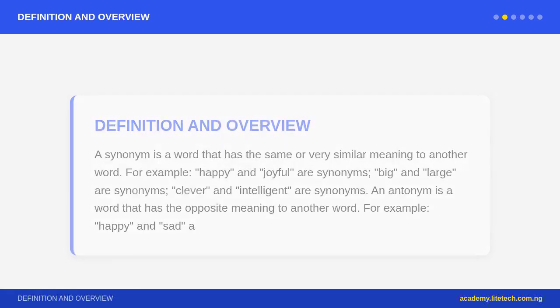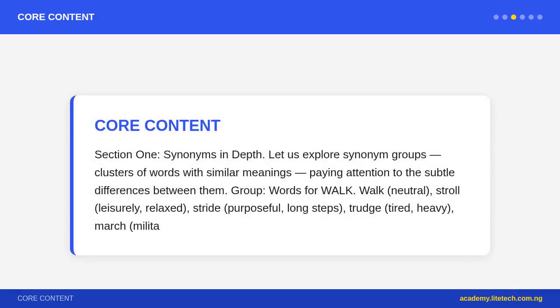Group, words for happy. Happy, neutral; joyful, intense joy; content, peaceful satisfaction; elated, extreme happiness; cheerful, pleasant mood; delighted, pleasantly surprised and happy; ecstatic, overwhelming happiness; pleased, mildly satisfied. Group, words for sad. Sad, neutral; miserable, deeply unhappy; melancholy, reflective sadness; despondent, loss of hope, gloomy or dark mood; sorrowful, grief; crestfallen, disappointed; dejected, discouraged.